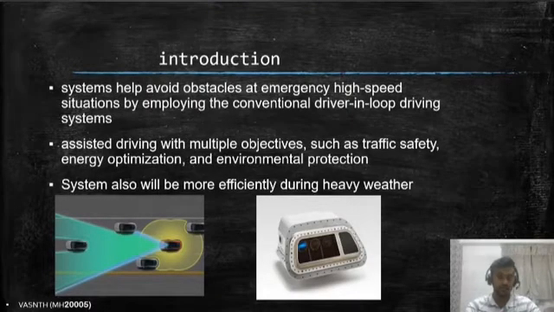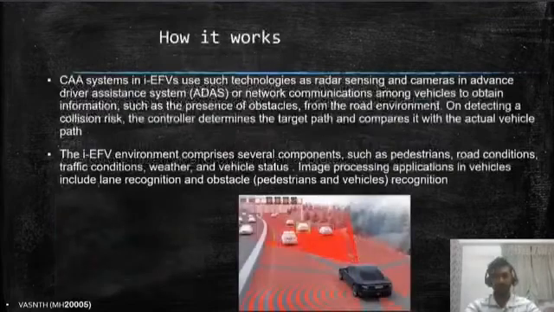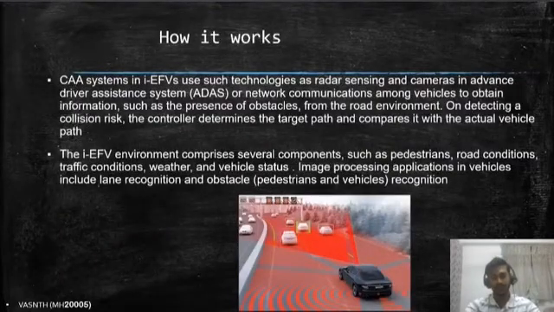This system also works more efficiently during heavy weather, or what we call bad weather. In traditional ACC, we can conclude that when it's bad weather, heavy raining or foggy, it leads to the traditional ACC failing. Let me explain how the system actually works.